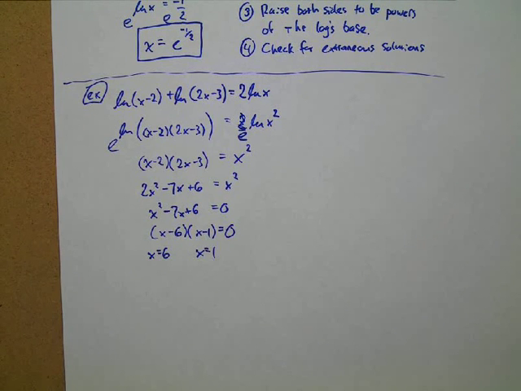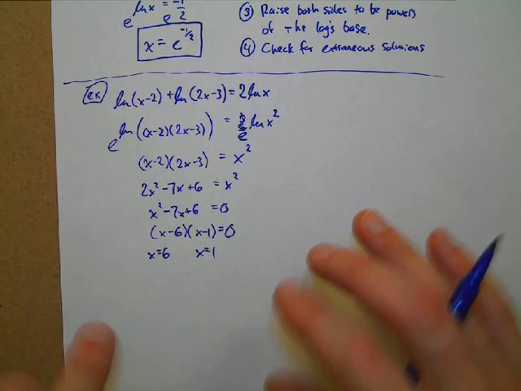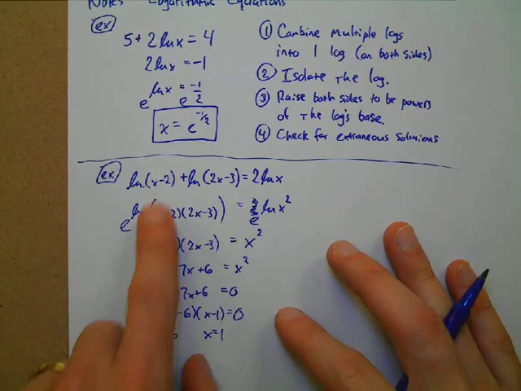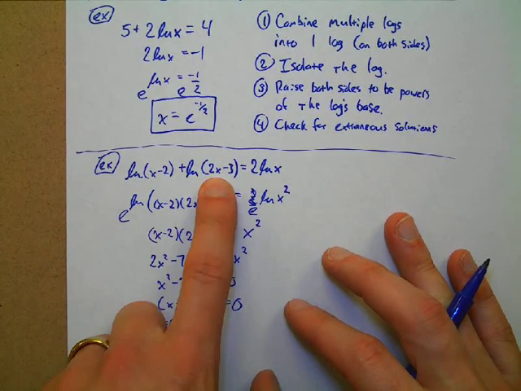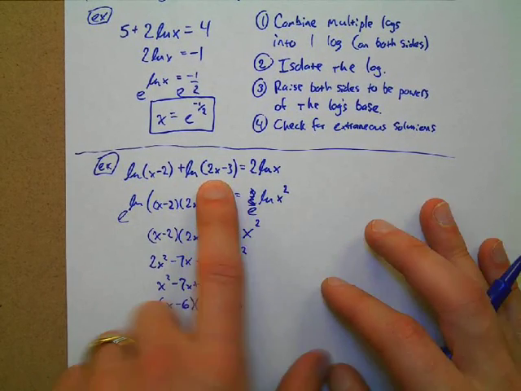So let's check these in here. Is 6 going to give us any problems? Well, we're going to do 6 minus 2, so it'll be natural log of 4. That's not a problem. 2 times 6 is 12, minus 3 is 9, so natural log of 9 equals 2 times natural log of 6. Doesn't seem like we're going to have any issues there.